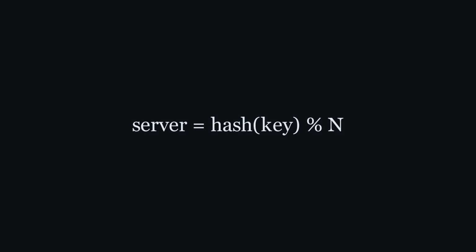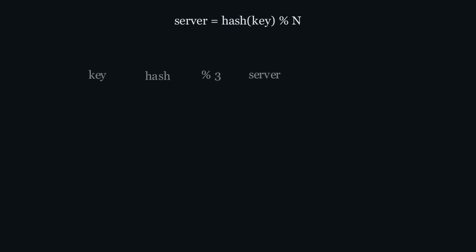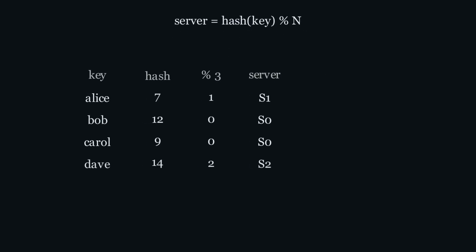Let's make the naive approach concrete. You take any key, a user ID, a session token, a cache key, run it through a hash function, and take modulo n, where n is your number of servers. Key Alice hashes to 7. 7 mod 3 is 1, so Alice lives on server 1. Deterministic, uniform, no coordination needed. Honestly, a great design for a fixed n.